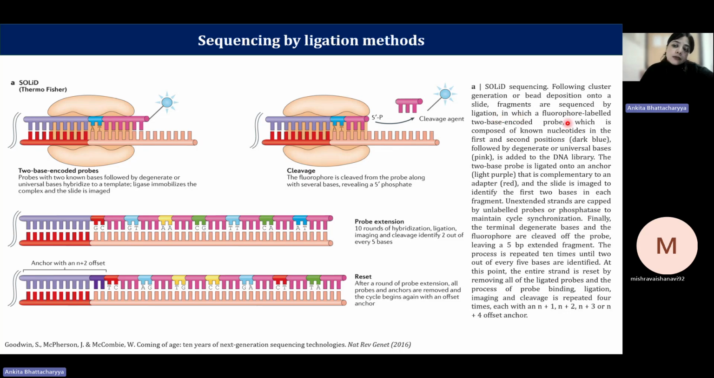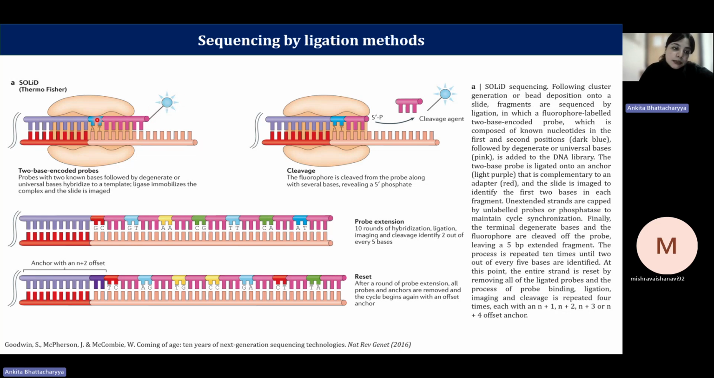How does it do so? You have fluorophore labeled 2-base encoded probes. Here you can see the probe is represented here in blue, which is composed of known nucleotides in the first and second position. These two are the known nucleotides, followed by 5 to 6 bases, which are a random set of unknown nucleotides, which are then tagged with a fluorophore. So this entire molecule is your probe, from which your first 2 bases are known, the next few bases are not, and then it is connected to a fluorophore.